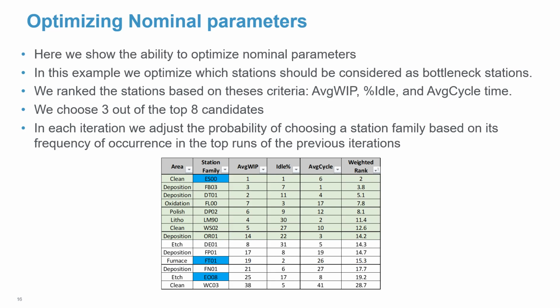So in each run, we chose 3 out of the top 8 candidates. And in each iteration, we adjusted the probability of choosing a station family based on its frequency of occurrence in the top runs of previous iterations.